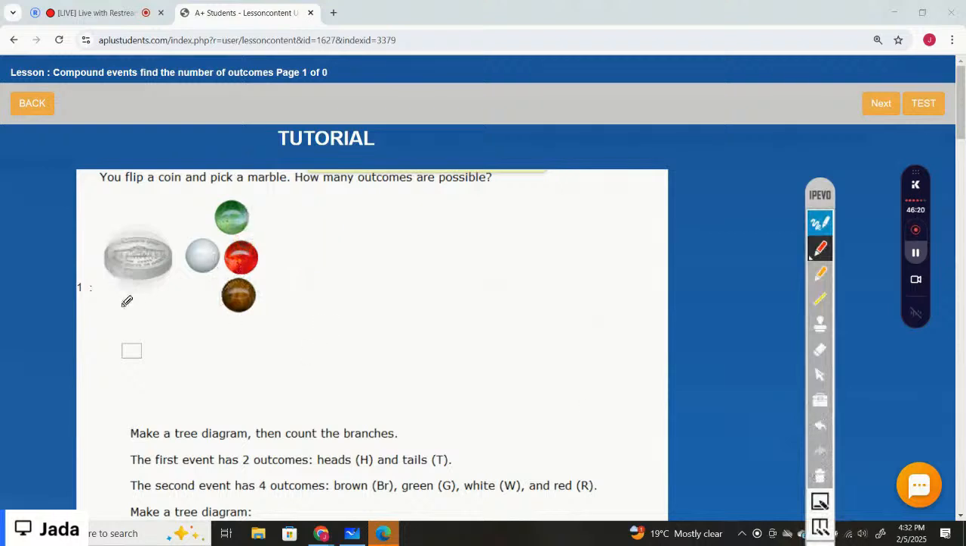For the coin, you have only two outcomes, right? The head and tail. For the marbles, you have four outcomes. So you need to count the total outcomes. You have to multiply the outcomes of both the events.